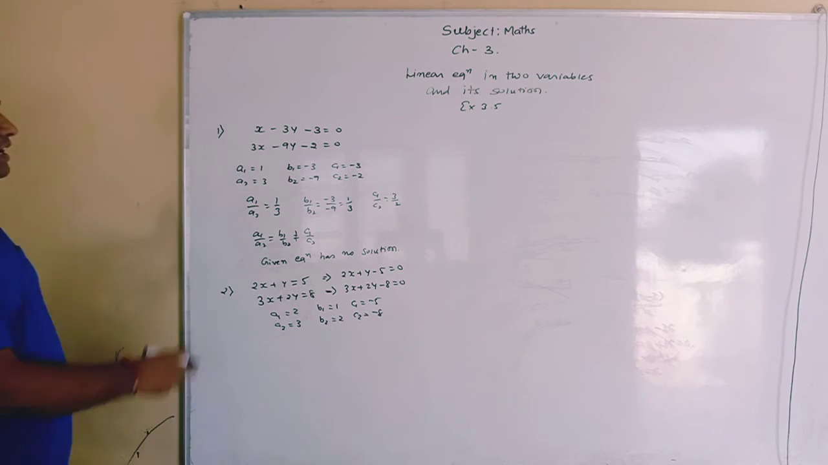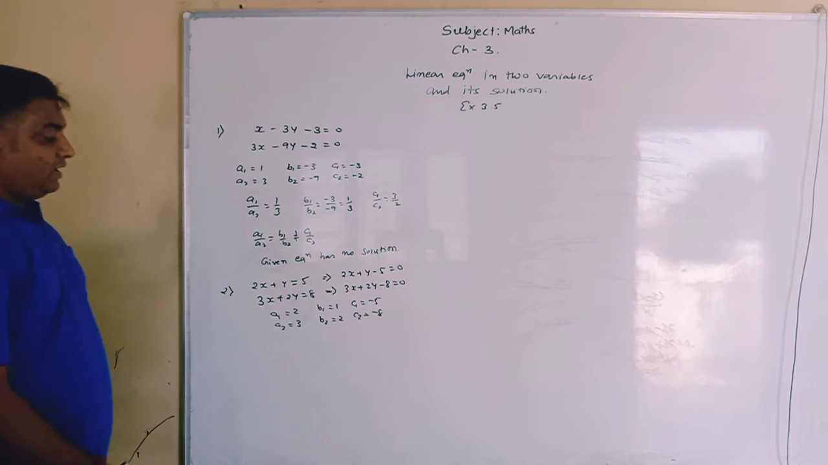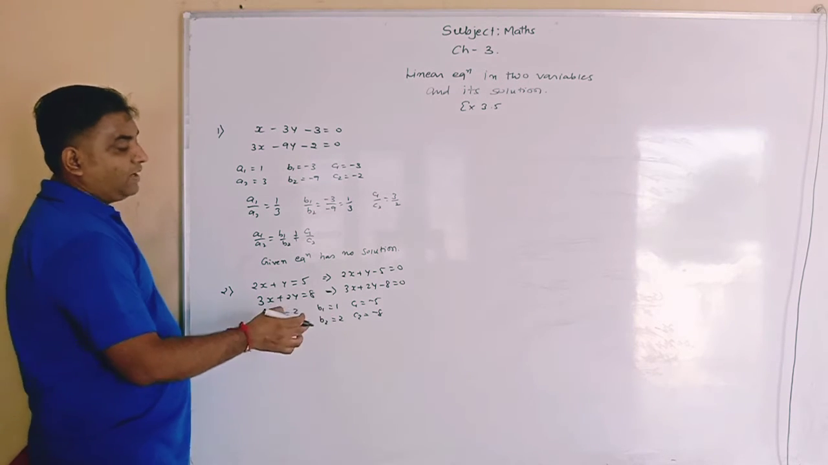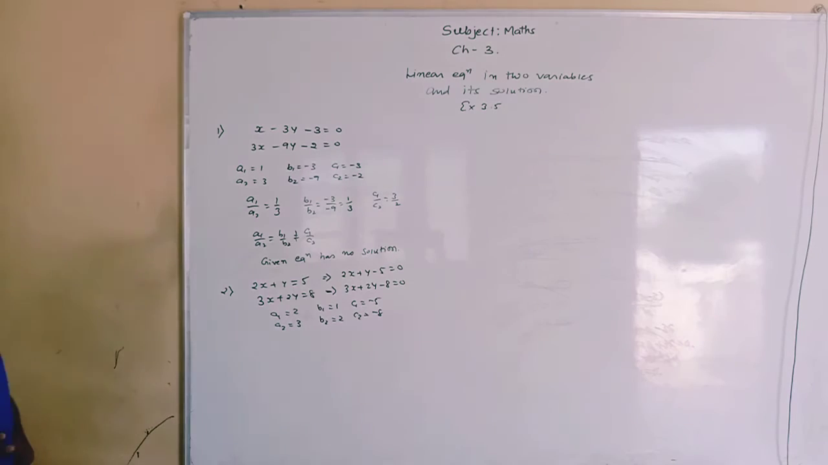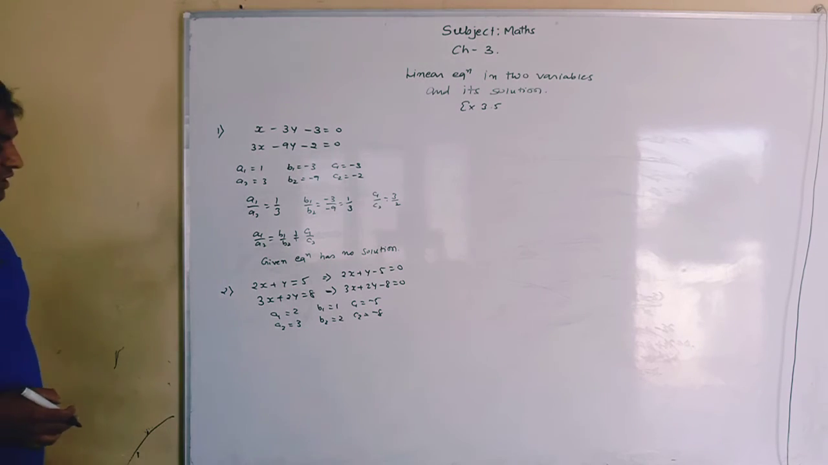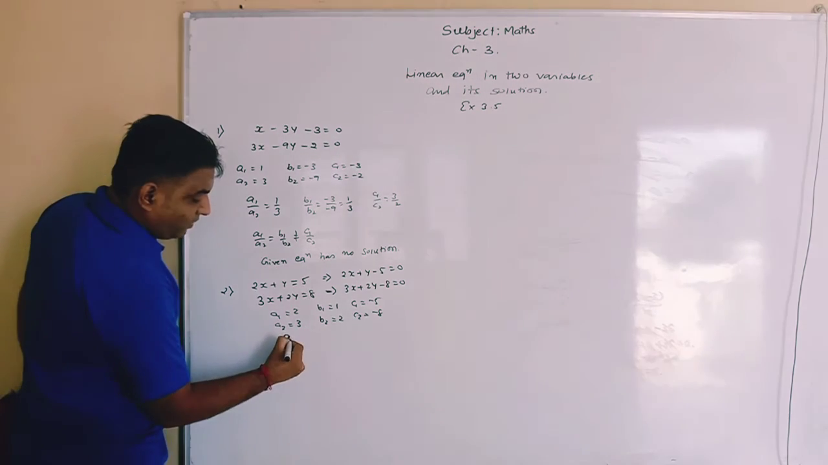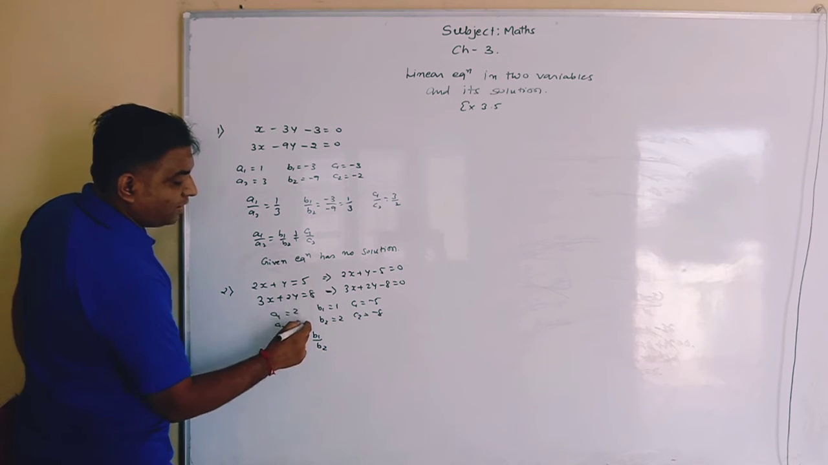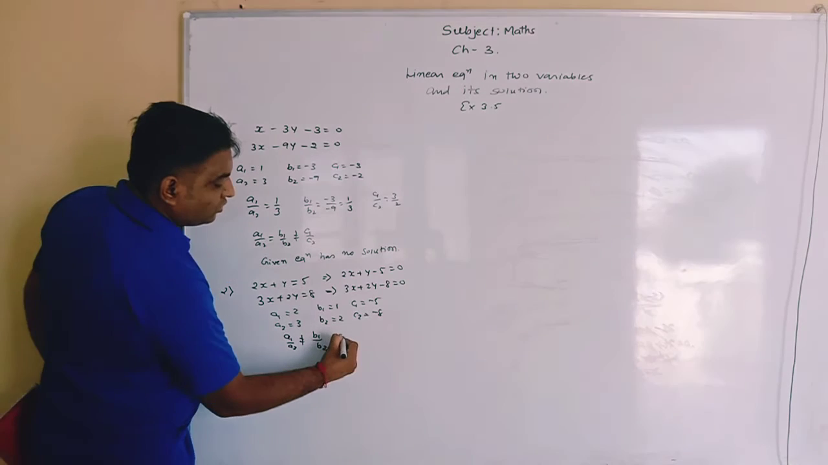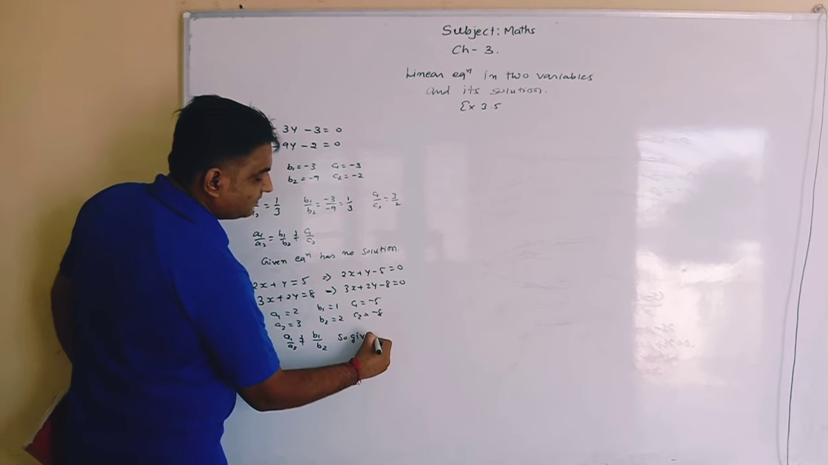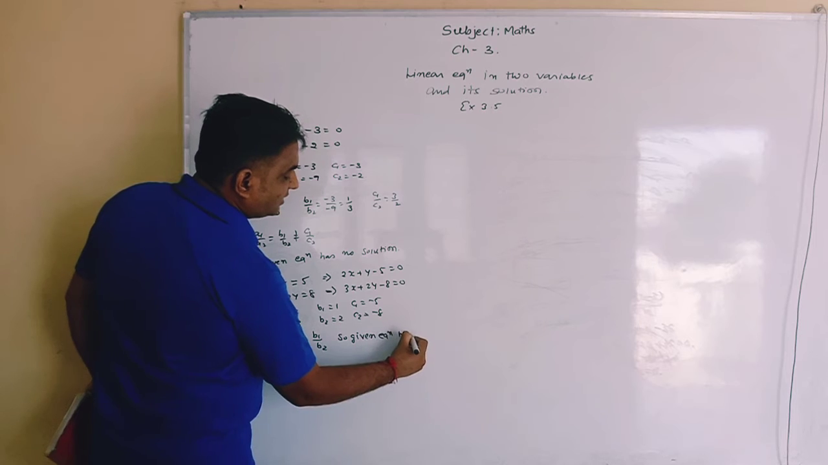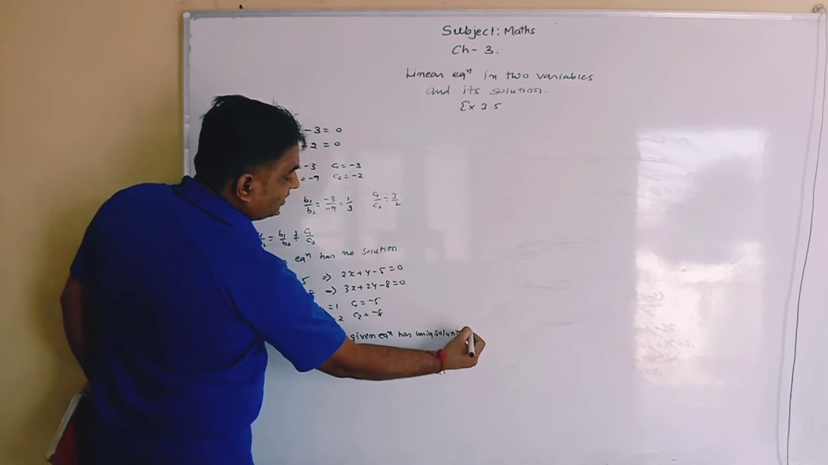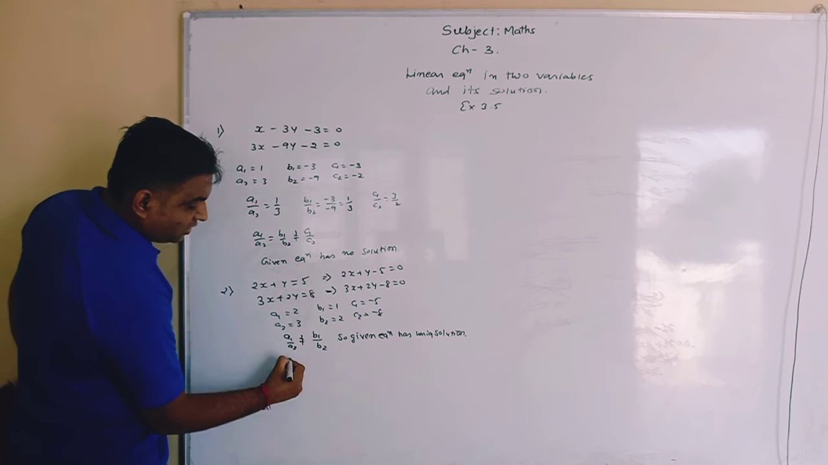Now here we check a1 by a2 and b1 by b2: 2 by 3 and 1 by 2. So a1 by a2 and b1 by b2 are not equal. So we will write a1 by a2 is not equal to b1 by b2, because 2 by 3 is not equal to 1 by 2, and so the given equations have a unique solution. So we can find the solution.